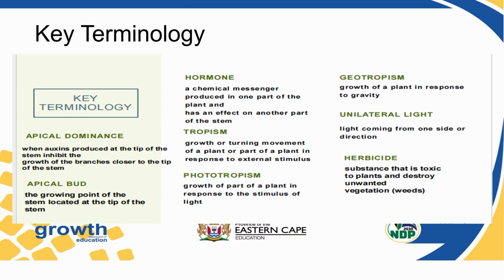Then another terminology that we will be coming across as we go through this lesson is that of unilateral light. When we speak of unilateral light, we speak of light that is coming only from one direction. Remember, when light strikes the plants, it is coming from above and therefore it is striking the plant in all directions.